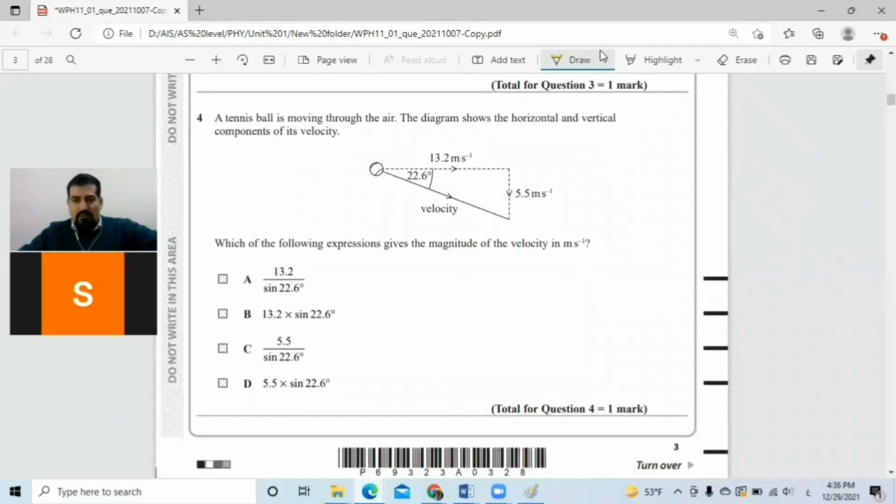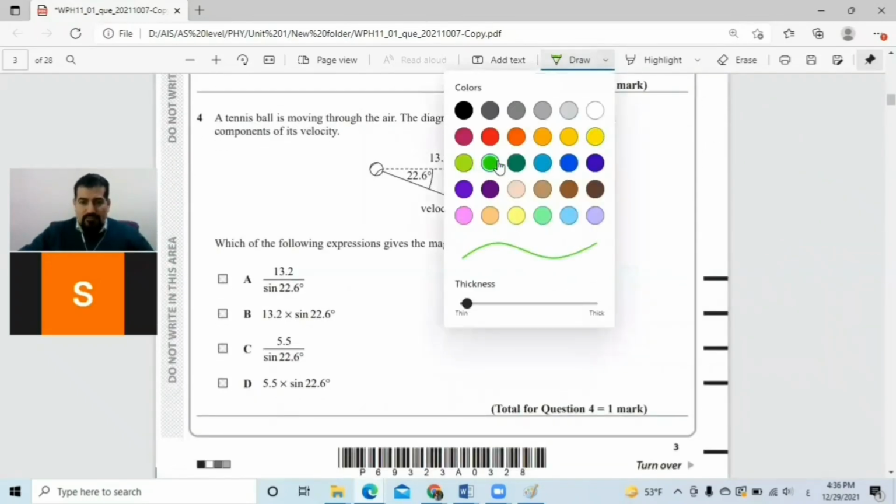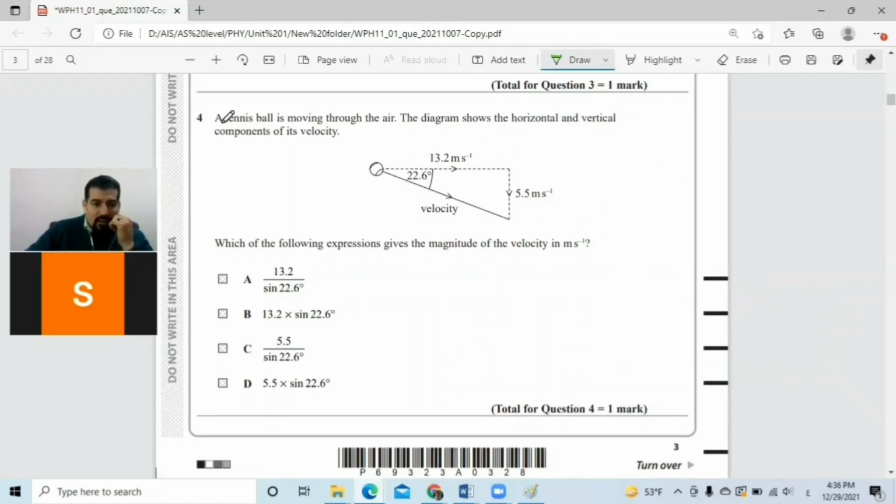Next question. A tennis ball is moving through the air. The diagram shows the horizontal and the vertical component of the velocity. This is the horizontal and this is the vertical. Which of the following expressions gives the magnitude of the velocity? This is very easy. Yes, which one gives us the magnitude of the velocity?